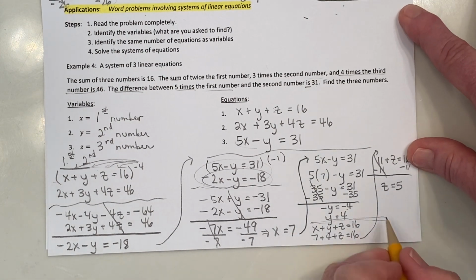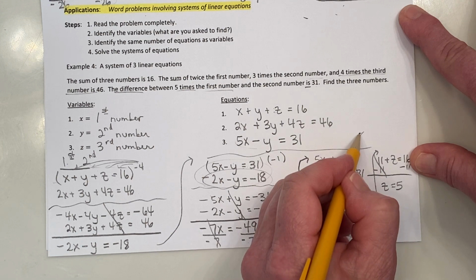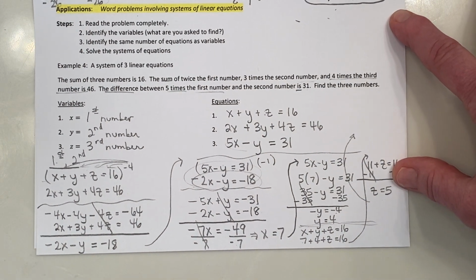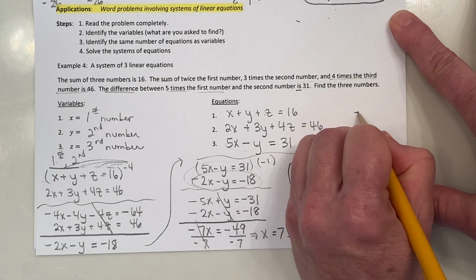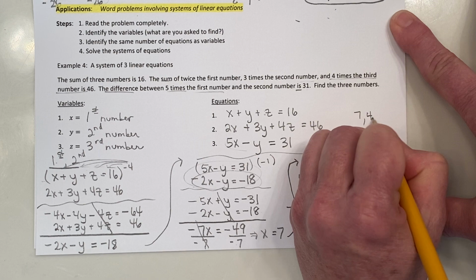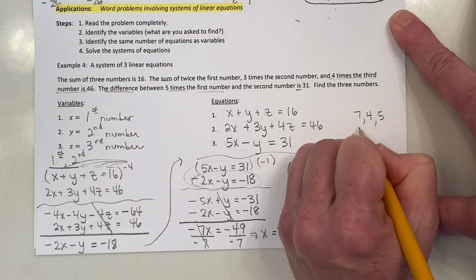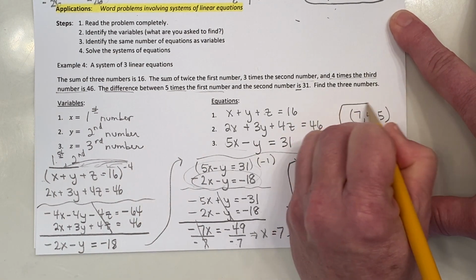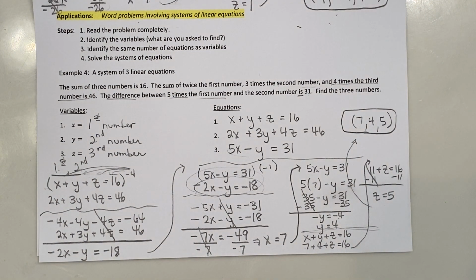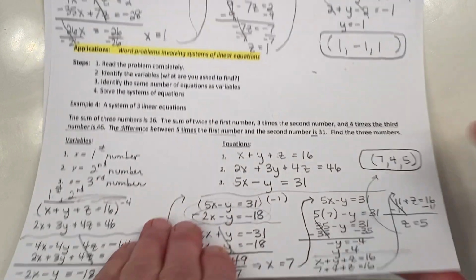All right, and let's finish by putting our answer in an ordered triple form. So I'm going to come up here. I have a little more room. What was x? 7. What was y? 4. And z was 5.